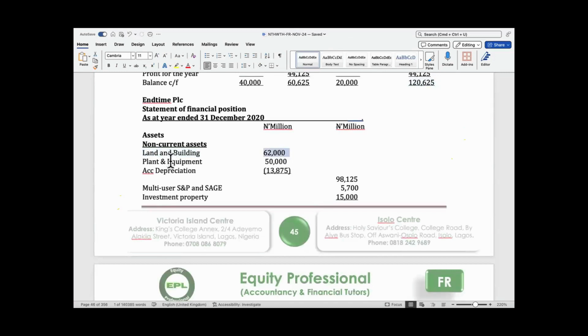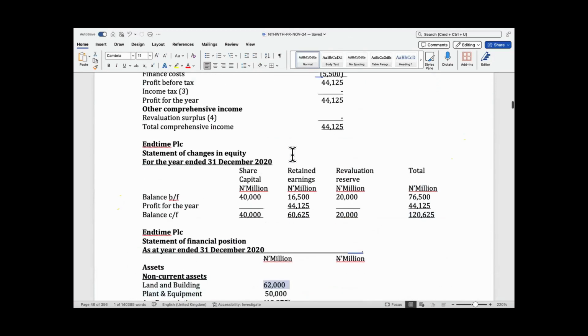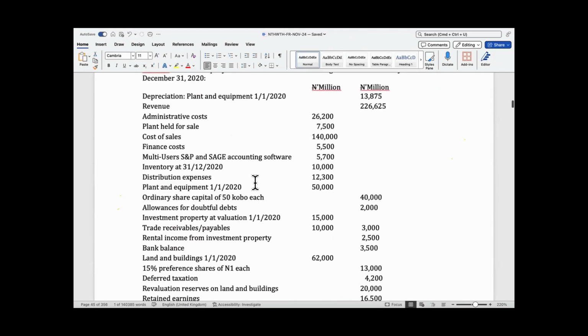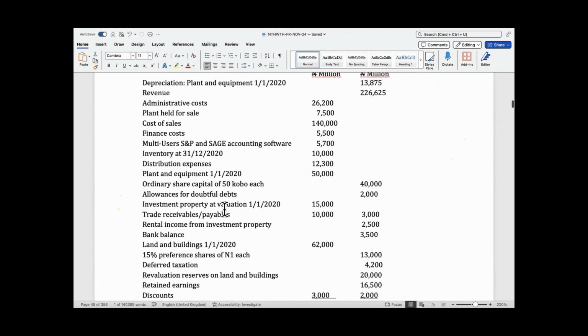Then my statement of financial position: for my land and building, I have my 62,000. My plant, and this one is from the trial balance. I just don't want to be going back and forth, so for my trial balance, where is my land and building?